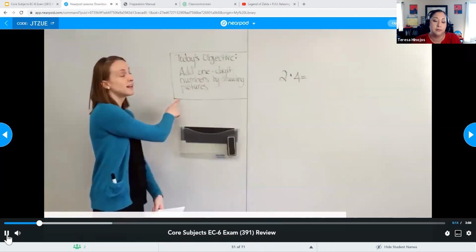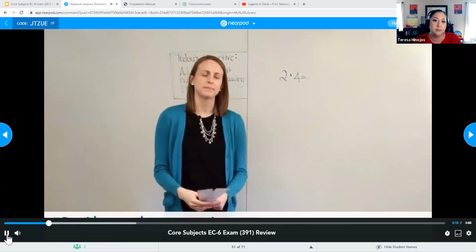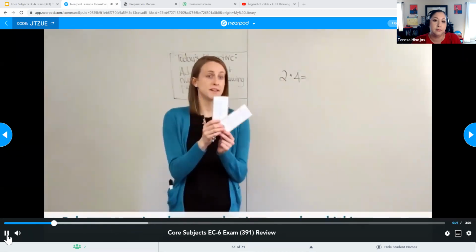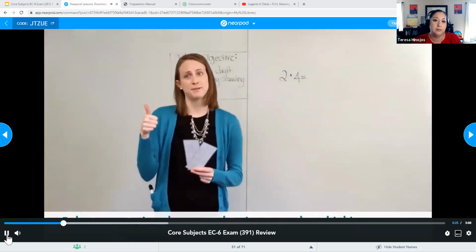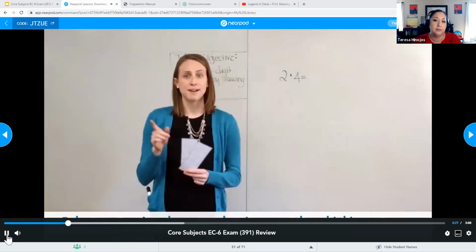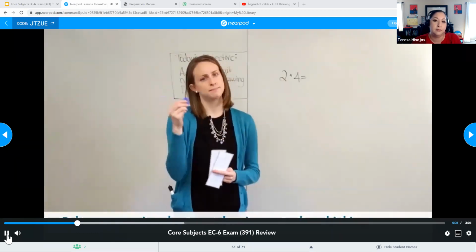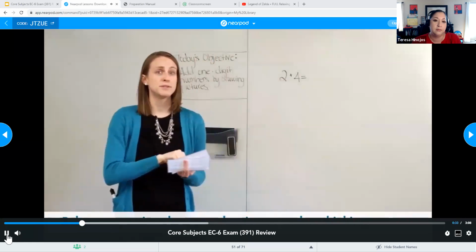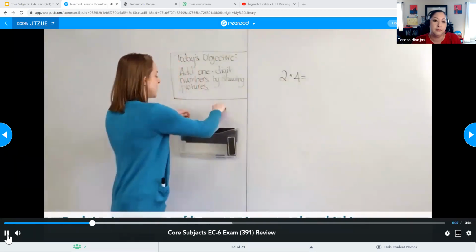All right, boys and girls, today during math class, we are going to be adding one-digit numbers by drawing pictures. Now in the past, we've used 10 frames to help us add. Show me a thumbs up if you remember using 10 frames to help you add. See lots of thumbs up out there, lots of you remember. We've also used counters before to help us add. Show me a thumbs up if you remember using counters. See lots more thumbs up too, lots of you remember.